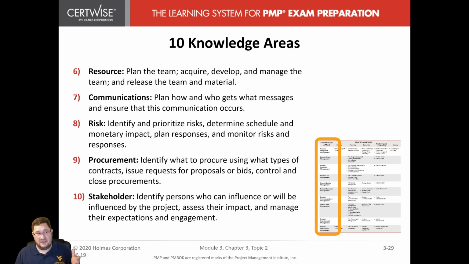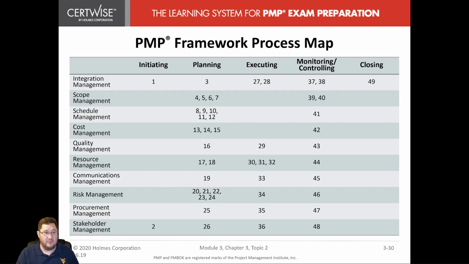So that is our 10 knowledge areas. These are the general categories, and then we have the process groups. But when we hit those intersections, that's when we actually have the processes that we need to work and understand for our exam. So our framework process map, here's a count of where everything goes. Initiating under integration management, there's only one that goes there. Or there's our first one. The second one is under stakeholder management. And then you can see there's a count all the way to 49 at closing and integration.